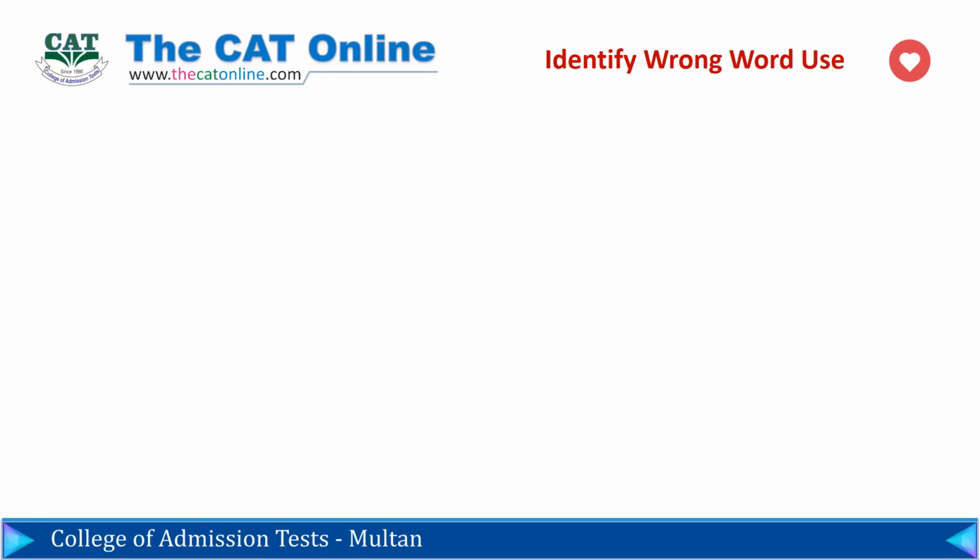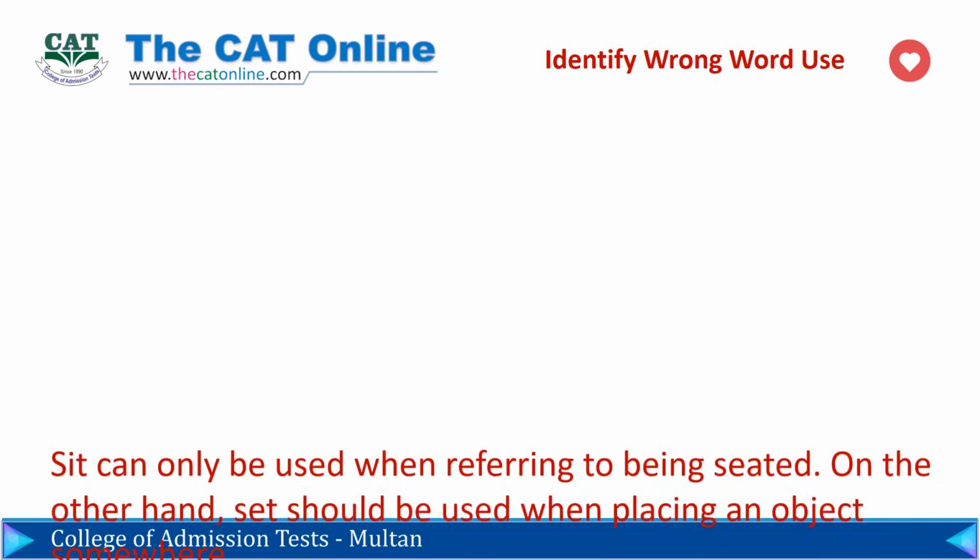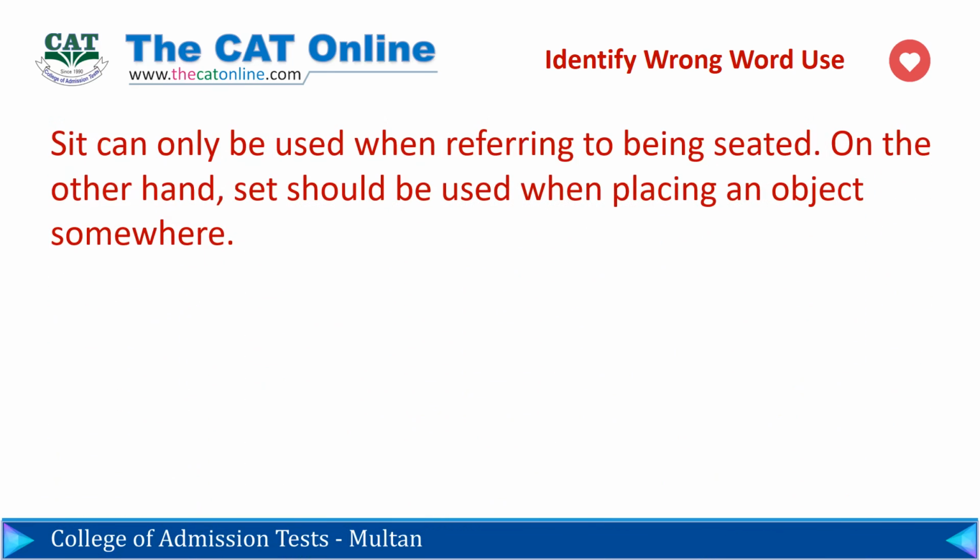Another wrong situation mistake includes the words set and sit. Some people use these words interchangeably, but that is a major mistake. Sit can only be used when referring to being seated. On the other hand, set should be used when placing an object somewhere. For example, this sentence, he sat the books on the desk, should be changed to, he set the books on the desk.